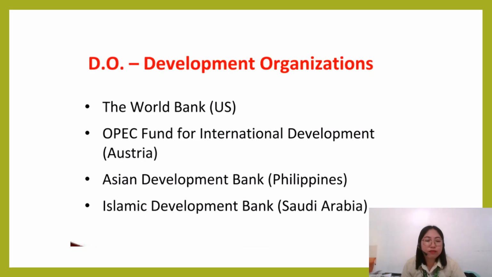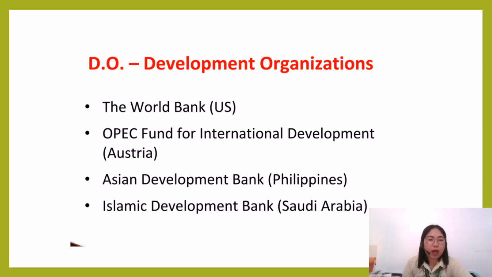Okay, so we have the last one, the DO or the Development Organization. So we have the development organizations. These are the following on your screen: the World Bank of US, the OPEC Fund for International Development. This is from Australia, and the Asian Development Bank. This is from the Philippines, and the Islamic Development Bank of Saudi Arabia. So those are the development banks organization or the development organization. Sorry, rather.